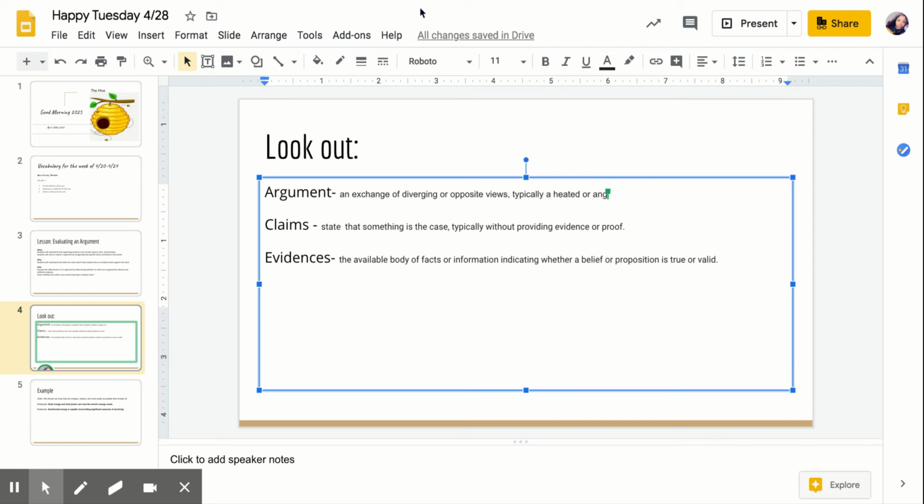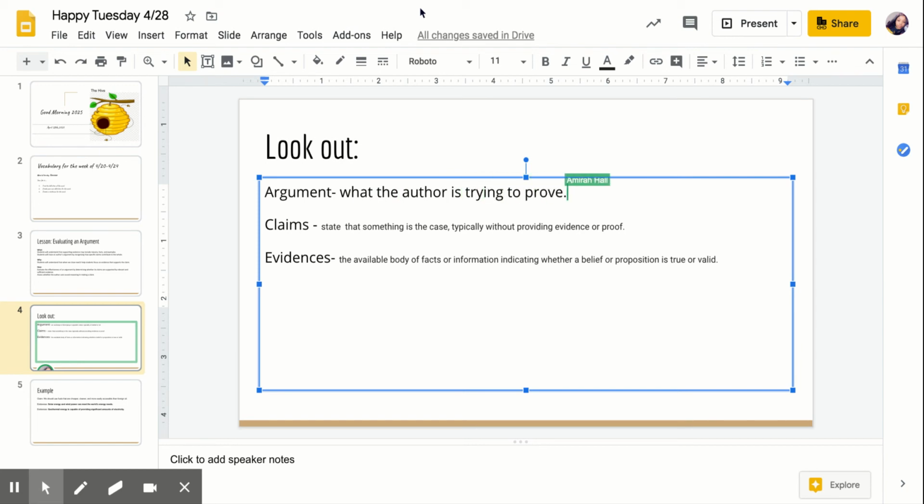So we're gonna put right there what the author is trying to prove. It's all messed up. I apologize. I put the wrong definition. What the author is trying to prove.